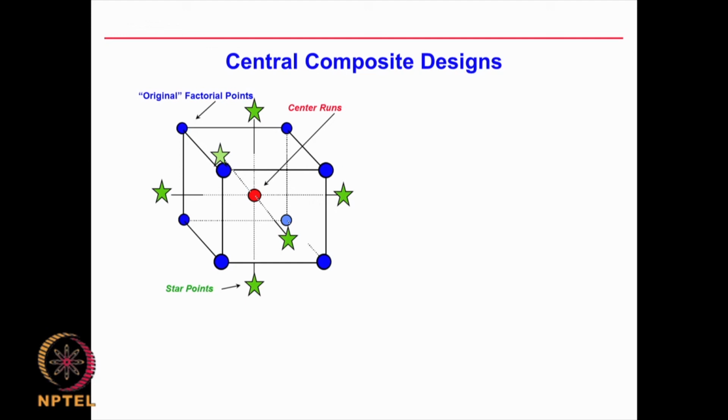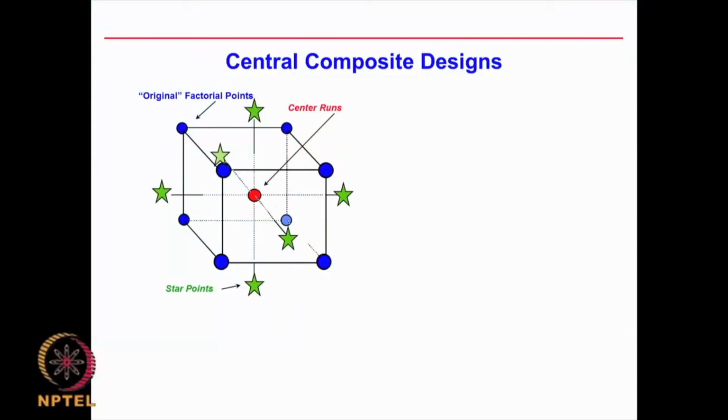It is even better than your 3 raised to the power n design, because in 3 raised to the power n you are doing only 3 levels, but the number of experiments may be very high. Imagine if I want to do a 3 factor ABC at 3 levels factorial, it becomes 3 raised to the power 3, which is 3 into 3 into 3, that is 27 experiments, whereas with 15 experiments with CCD I can get a lot of information also. That is the main advantage of the CCD.